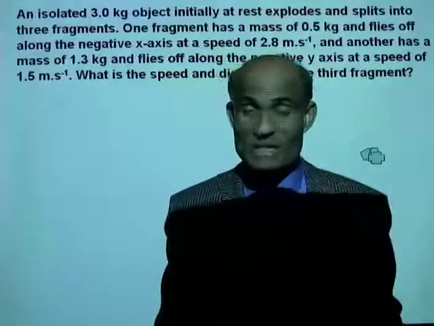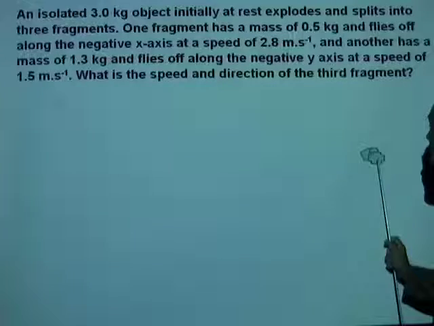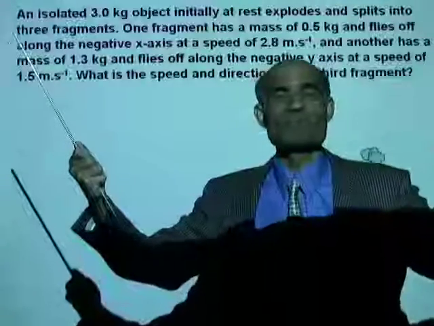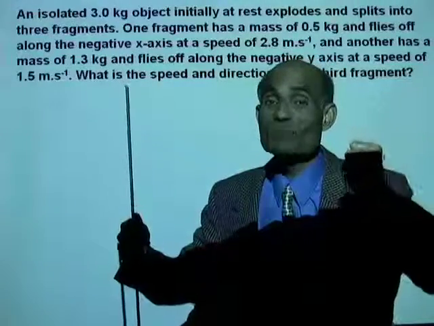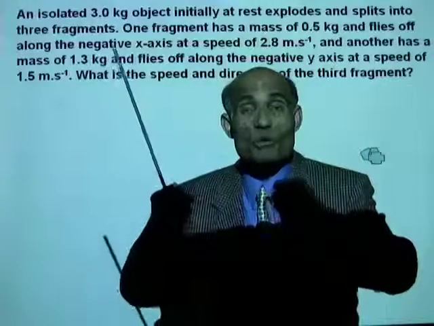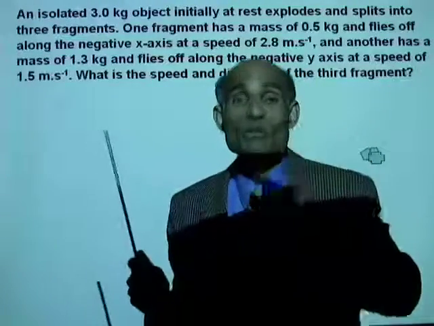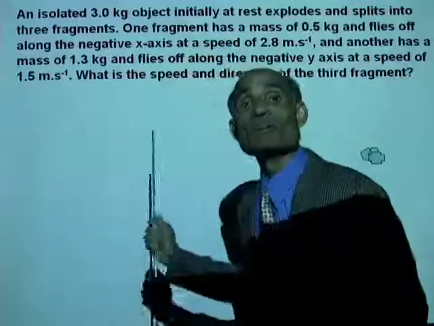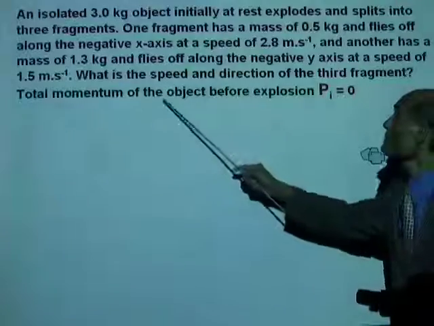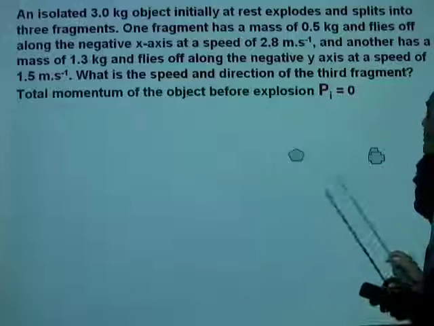Well, this is the situation here. We have an object that explodes. And I have actually put those 3 pieces there. It explodes into 3 pieces. What is the total momentum of the object before exploding? 0. That means the total momentum of the 3 pieces, when you add, must be equal to 0. That is the principle we are going to use in solving this problem. Okay. Total momentum of the object before explosion, Pi, equals 0.